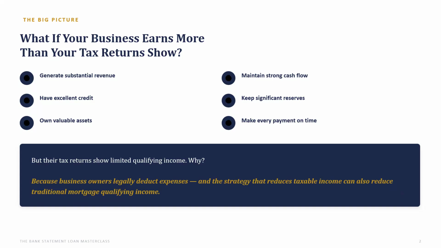Right? Generating substantial revenue, have excellent credit, viable assets, maintain cash flow, significant reserves, make every payment on time, but their tax returns show limited income. Why? Well, because business owners legally deduct expenses. And the strategy that reduces taxable income can also reduce traditional mortgage qualifying income.